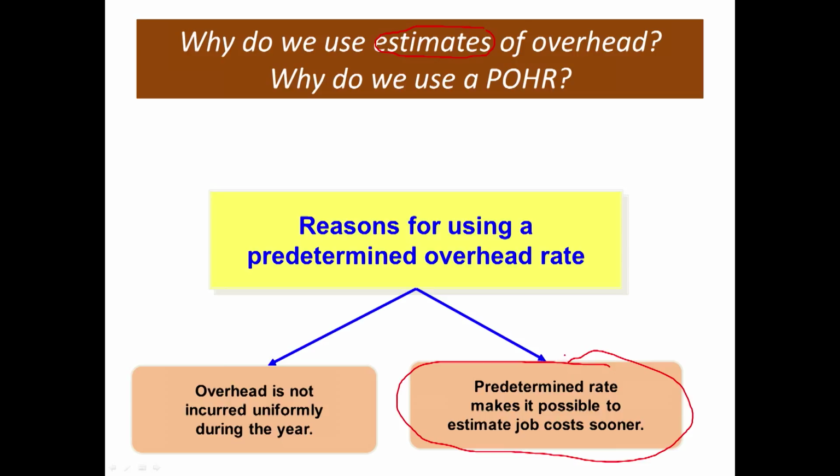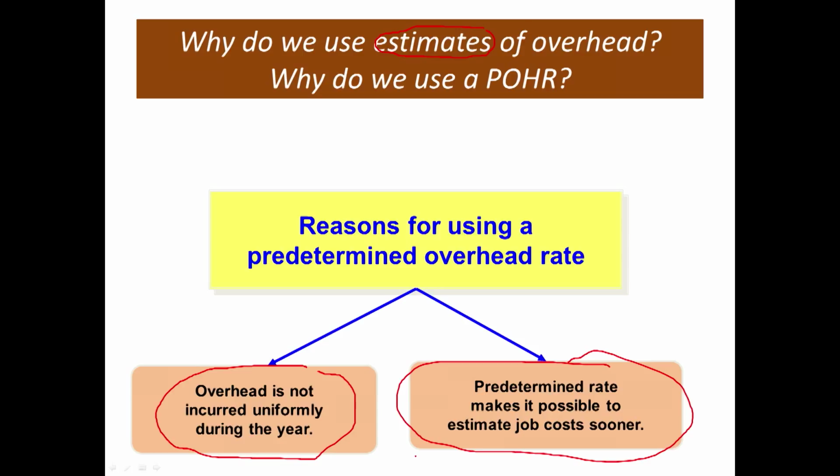Okay? Well, somebody might say, well, I've got an idea. You're right, we can't wait till the end of every year, but what if we wait till the end of every month, and we know exactly what our manufacturing overhead is for that month, and we know exactly what our direct labor costs were for the month. Well, the problem there is overhead is not incurred uniformly during the year, okay? Overhead is not incurred uniformly during the year.